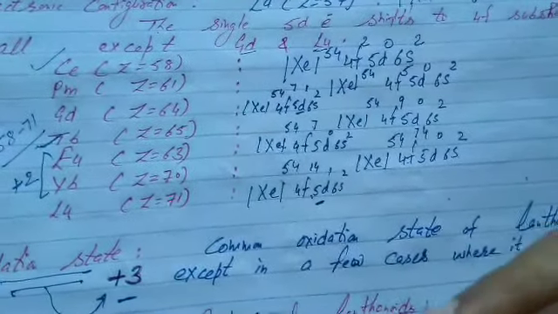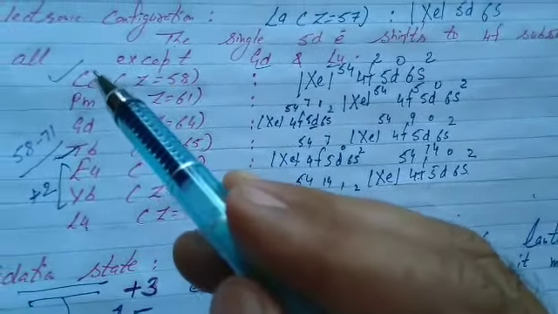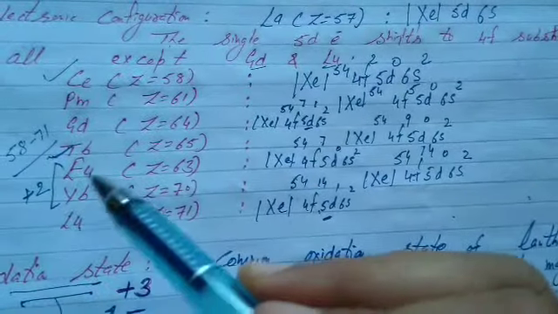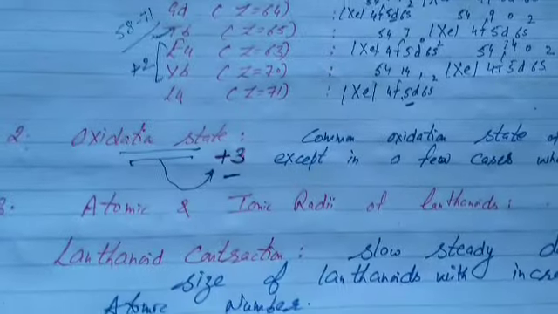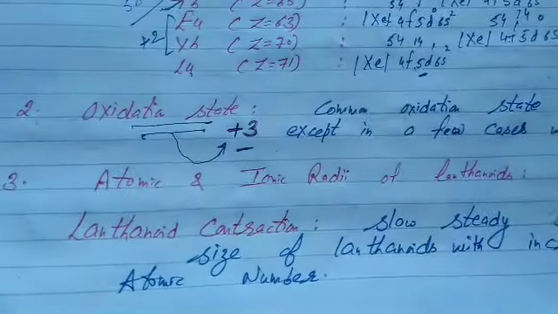Common oxidation state is +3, except in a few cases where it may be +2 or +4. The question may be, name one lanthanoid which shows +4, then answer cerium. Which shows +2, then answer either europium or ytterbium. That's the second property, oxidation state. After this, the third property is lanthanoid contraction.